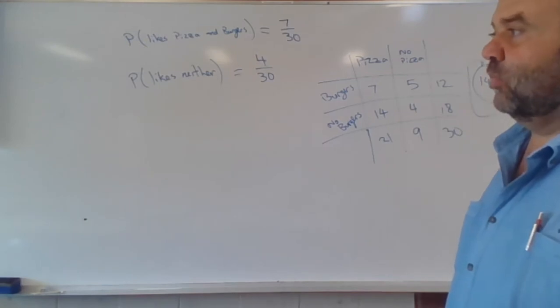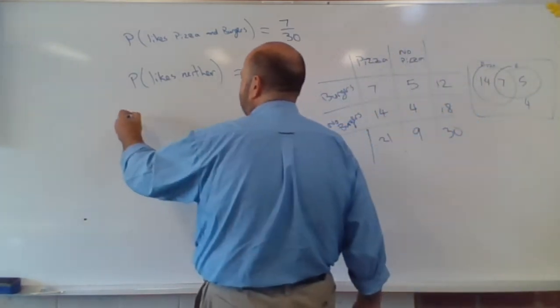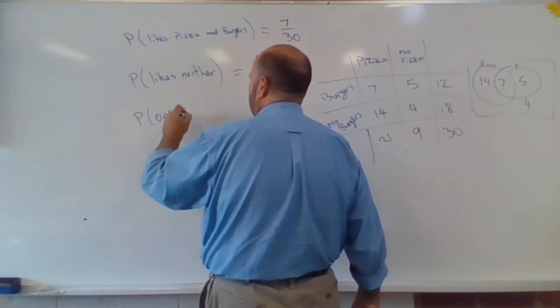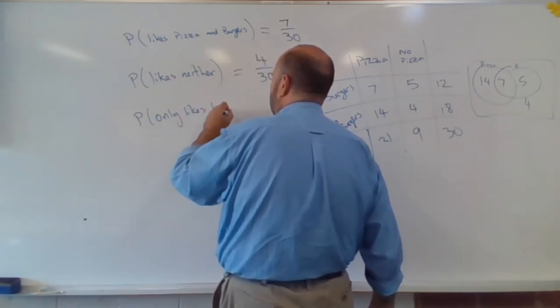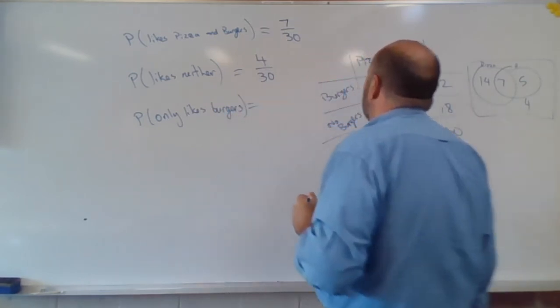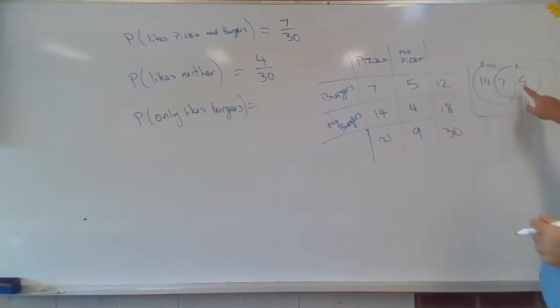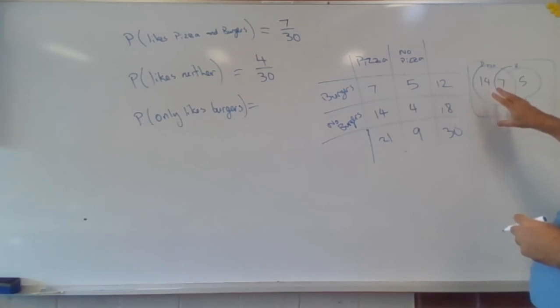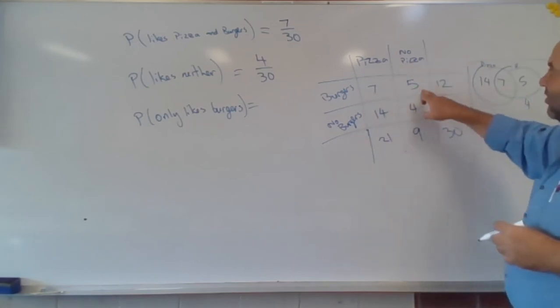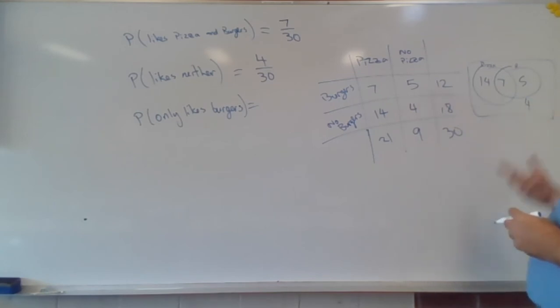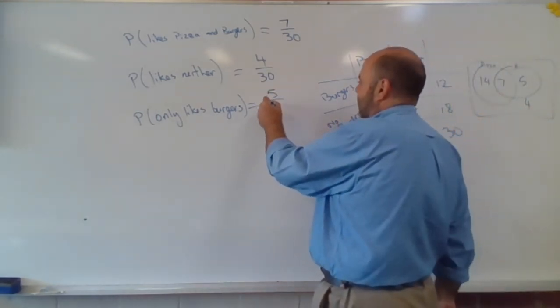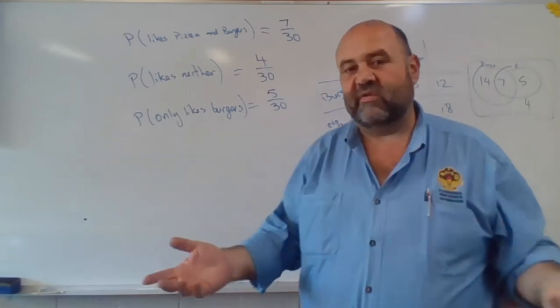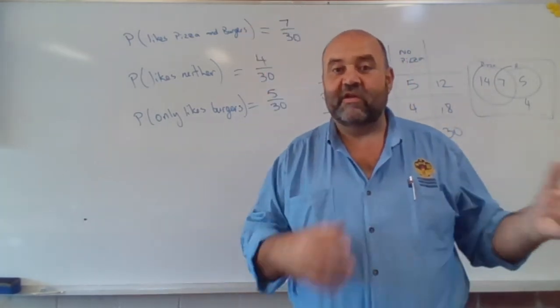Last question, what's the probability that the person only likes burgers? Well, only likes burgers from here, there's these 5 who only like burgers, out of a total of 30 people. And over here, only likes burgers, so likes burgers, doesn't like pizza, is 5 out of a total of 30. So either way, we've got 5 out of 30. Okay, and the Venn diagrams and two-way tables are just there to help facilitate our finding of those numbers.